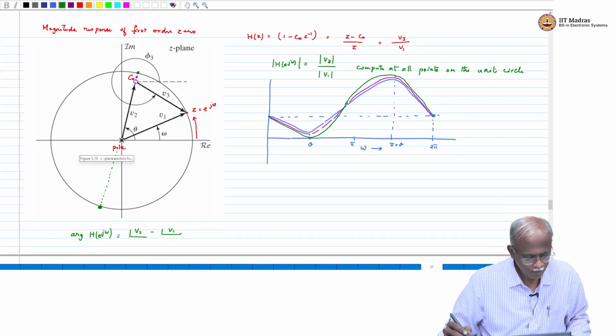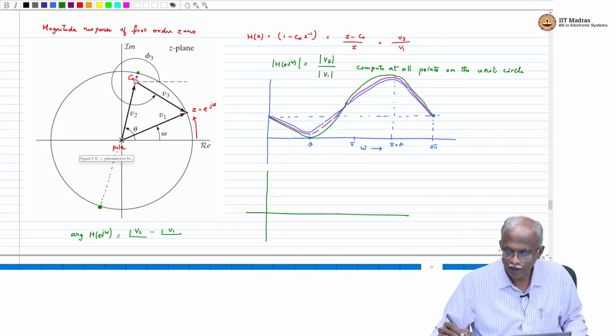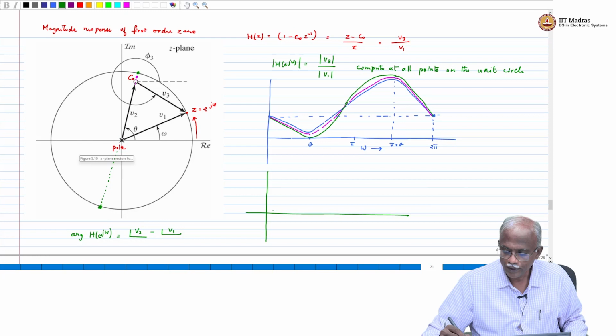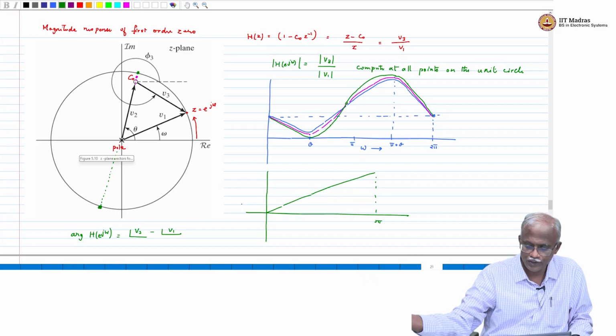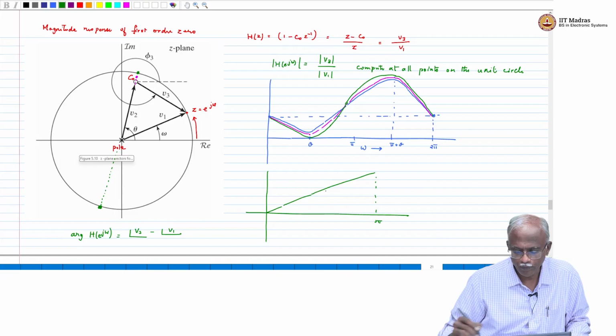Okay, and maybe it's good for us to sketch these also. Okay, what is angle v1? Angle v1 starts at 0 and then goes all the way to 2 pi, a straight line. So if you say that this is 2 pi, it goes from 0 to 2 pi. Basically as you go along omega, the angle of v1 goes from 0 to 2 pi.